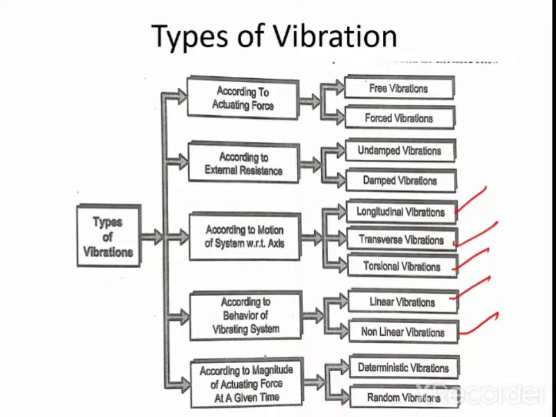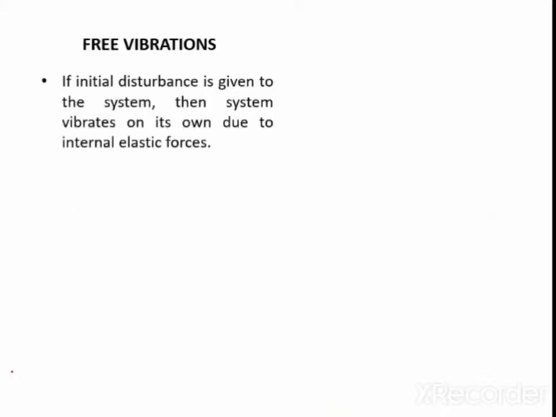And according to the magnitude of the actuating force, means what? What is the magnitude of the external exciting force? For example, what is the wind velocity, or what is the initial displacement x you are applying. Depending on that, you will get deterministic or random vibration. For example, if machines or structures are vibrating due to earthquakes, then depending on the magnitude, it comes under deterministic and random vibrations. I will just finish one or two points and then we will stop. Now first of all, free vibration.